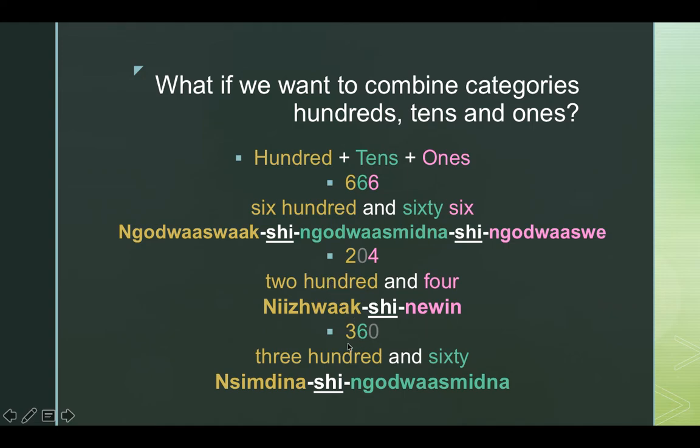Now, what if this number was 0 and we had a tens here and a hundreds? That would be like this, 360. Just like in English, 360, nothing else. So in Ojibwe, that's Nsimdina, 300, She, Gindaaswinan. Nsimdina, Gindaaswinan.